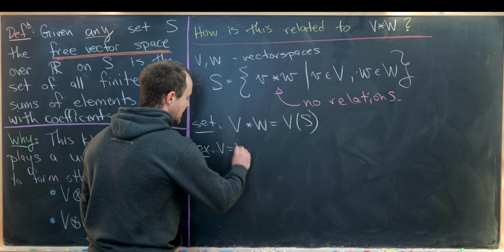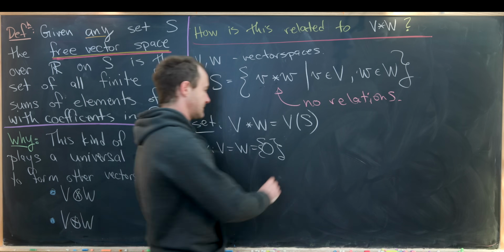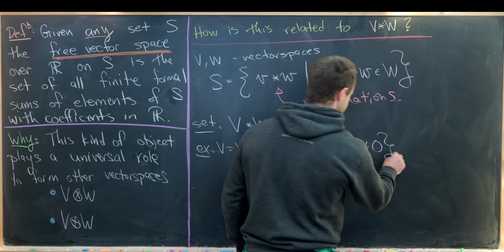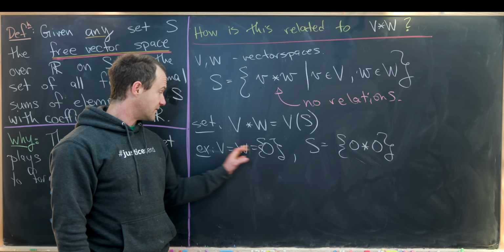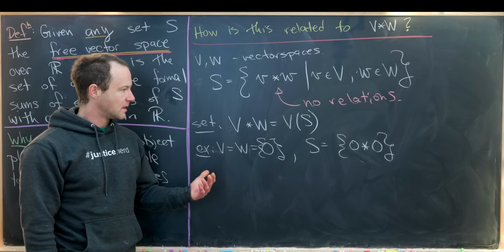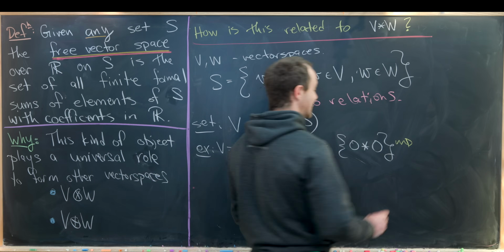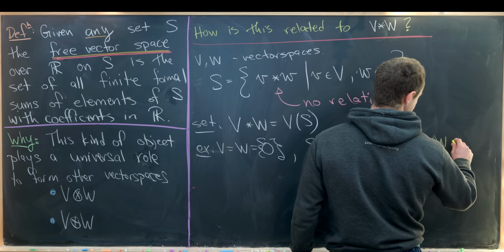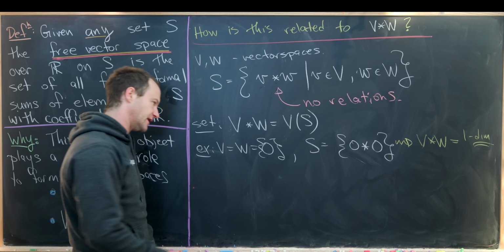So let's say that V equals W equals the 0 vector space. Okay, that means that S is equal to 0 star 0, right? So that's not 0, that is the element from V starred with the element from W. It's a single element. But that means that if you take the formal span of guys like this, you get a one-dimensional vector space. So in this case, I'll rewrite it as V star W. This will be one-dimensional.